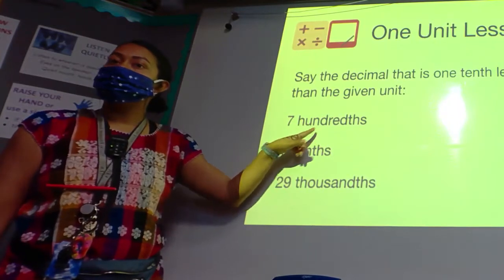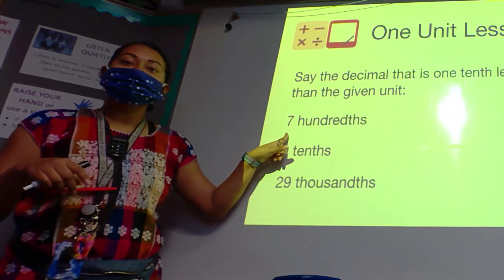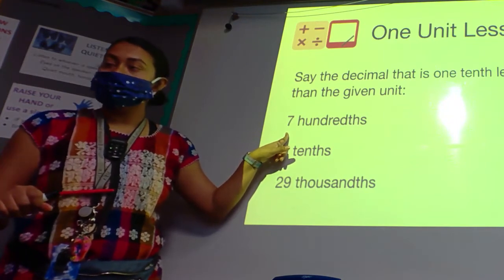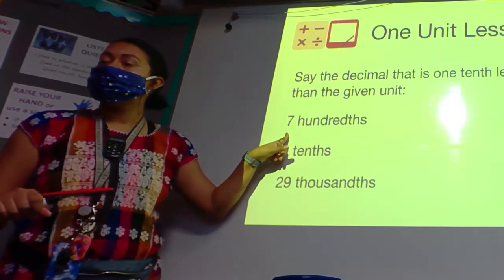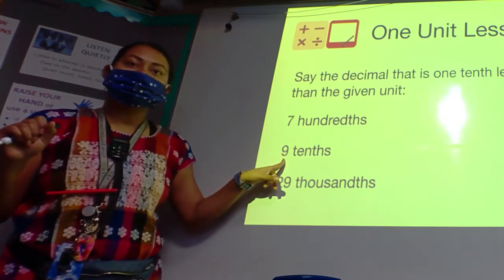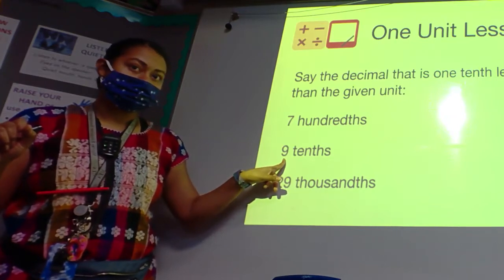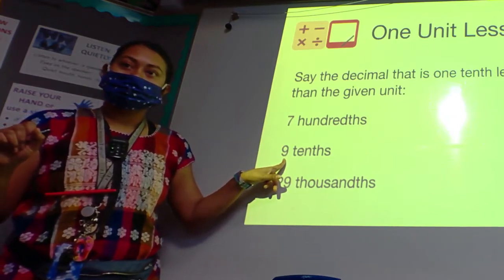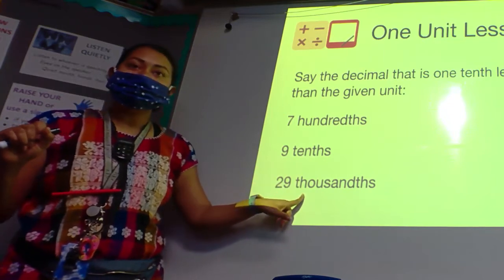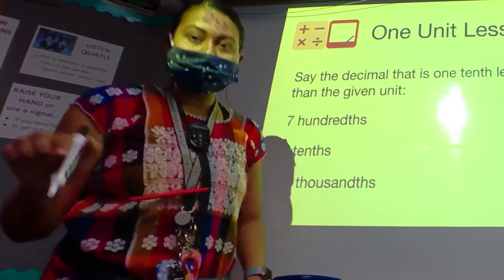7 hundredths. What is 1 unit less than 7 hundredths? 6 hundredths. Write it down. 9 tenths. What is 1 unit less than 9 tenths? 8 tenths.